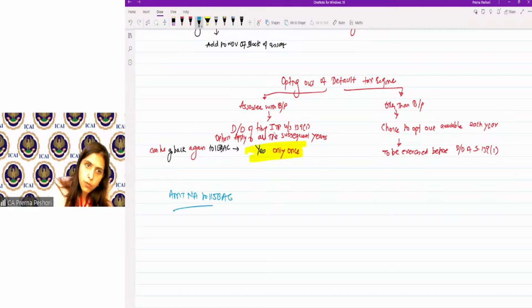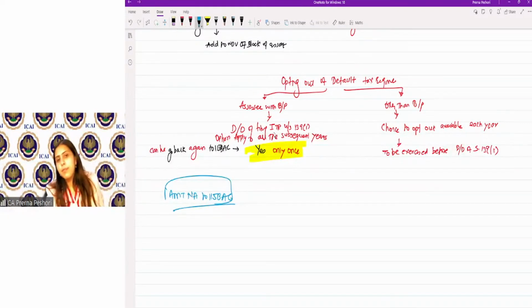But for the normal provision, this will be applicable. So alternate minimum tax is not applicable. This is applicable only to the taxpayers who have income from business or profession. So only for the normal taxpayers this will be applicable.